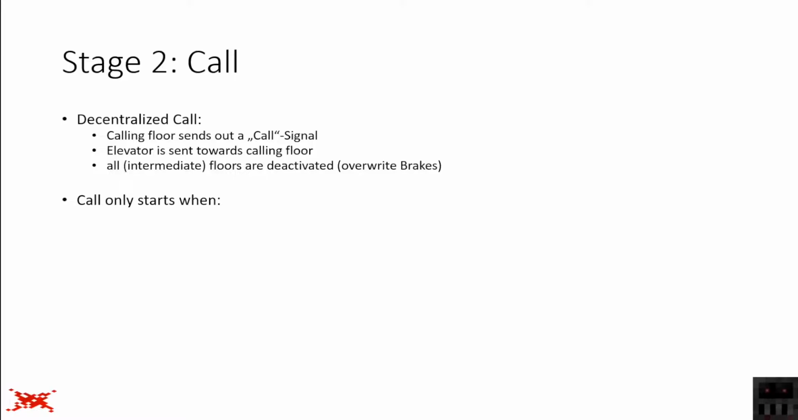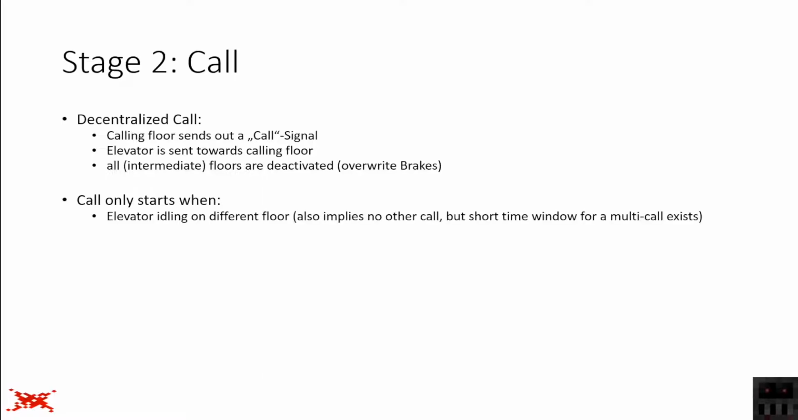Next, I had to consider when I can actually make a call, and I decided I can only make a call when the elevator is idling on a different floor. Idling means the doors are open and the elevator is standing still. The reason for this is I wanted to make sure that I can only make one call at a time. And there are also some possible problems if I could make a call while the elevator is moving. First of all, if the elevator is moving in the opposite direction, since with a call I'm deactivating all floors, the elevator wouldn't stop anymore and would just run into the terminal station and remain there, possibly.